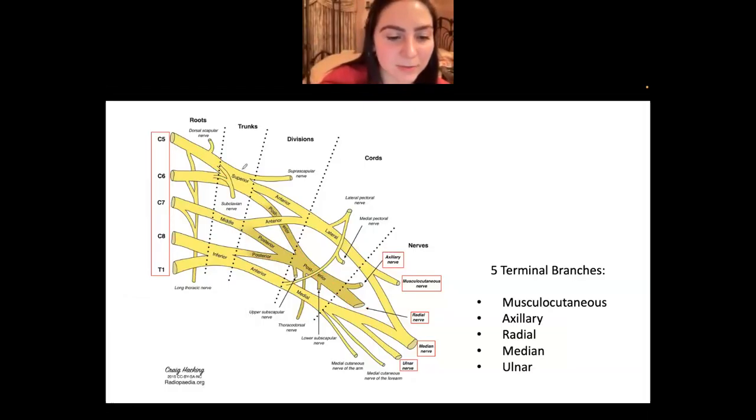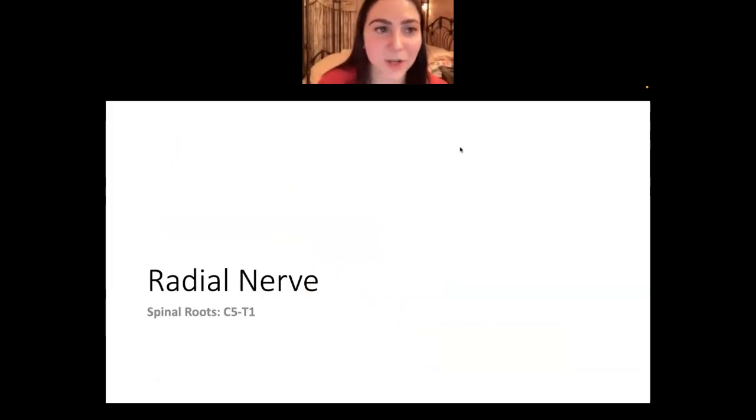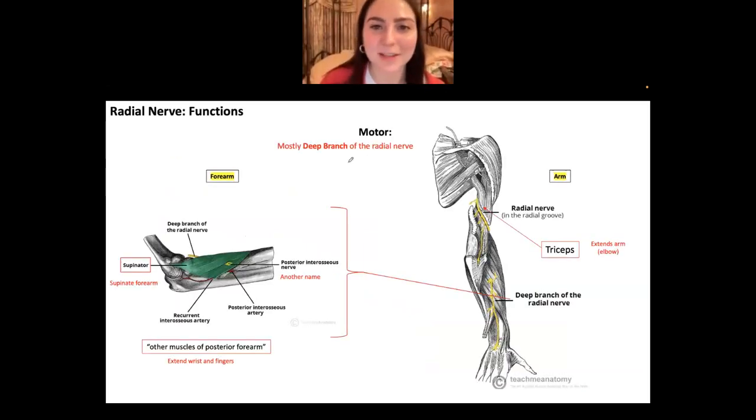So the radial nerve is made up of pretty much every single branch in the brachial plexus. So you can imagine lesioning this is going to be pretty substantial. So C5 to T1. The radial nerve has a lot of branches. It's a pretty long nerve. It runs down like the entire arm.